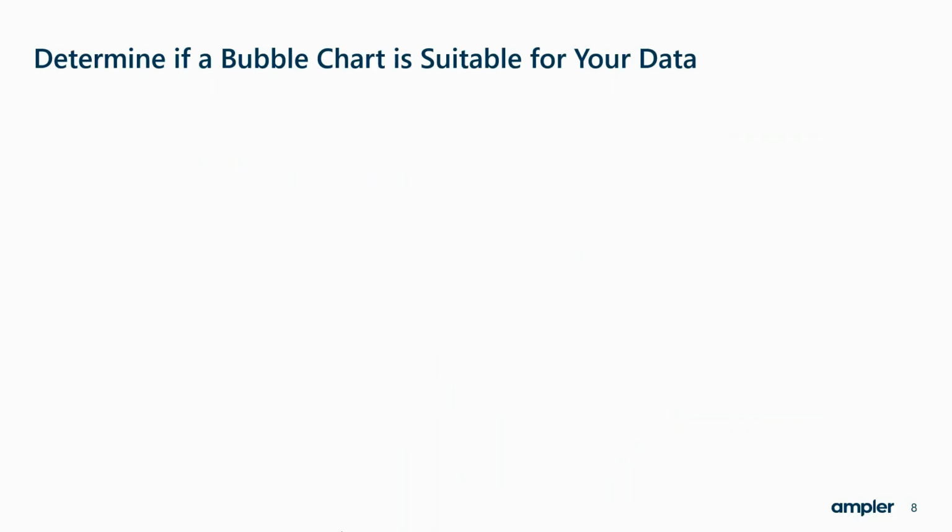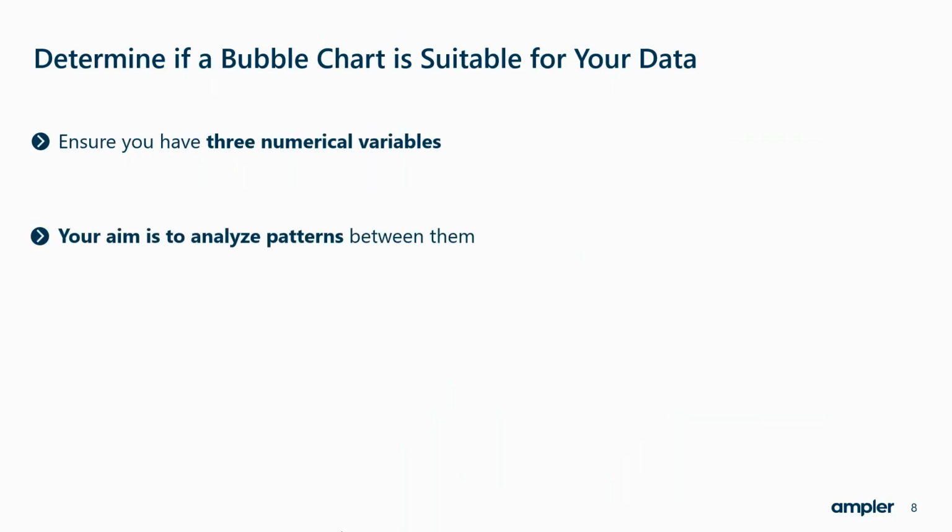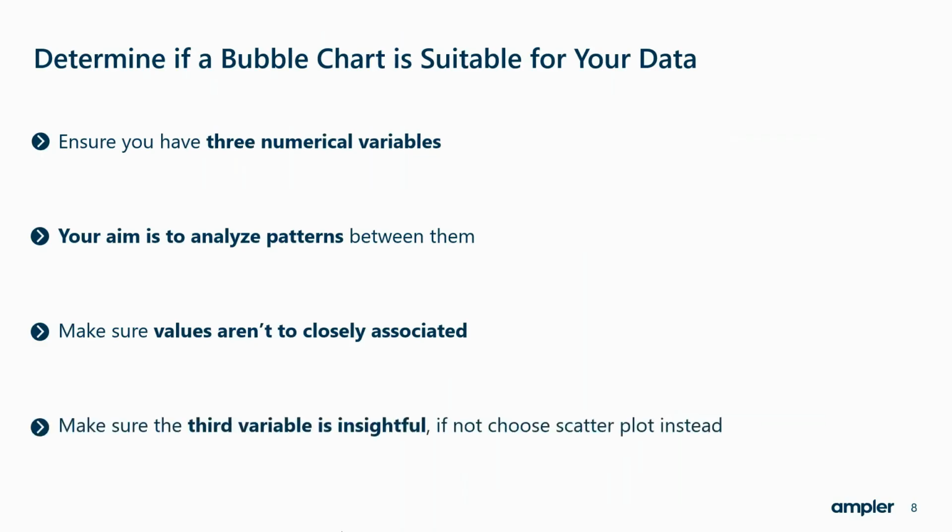When determining if a bubble chart is suitable for your data, ensure you have 3 numeric variables, and your aim is to analyze patterns between them. Also, evaluate the dataset structure. If values are too closely associated, the chart may be difficult to interpret. If a third variable isn't needed in order to understand the main takeaway of the chart, then a scatter plot would be better.